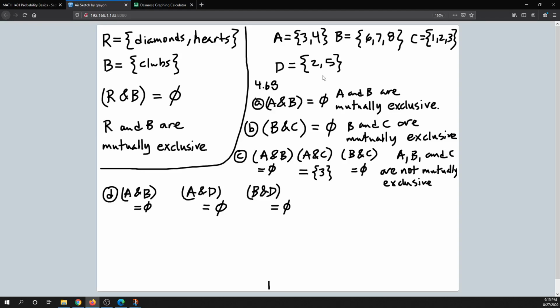So with A, B, and D, they are mutually exclusive. No pair of those can happen at the same time, or other combination of them, okay?